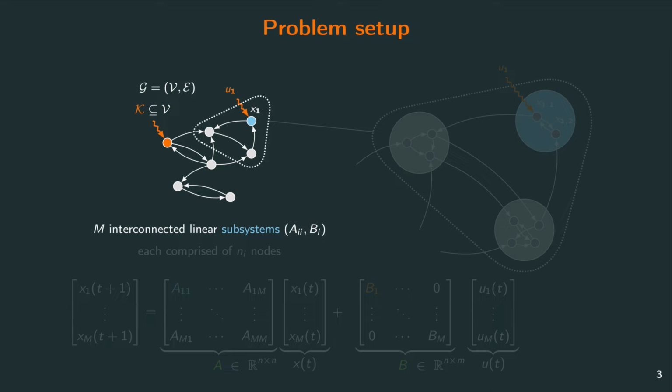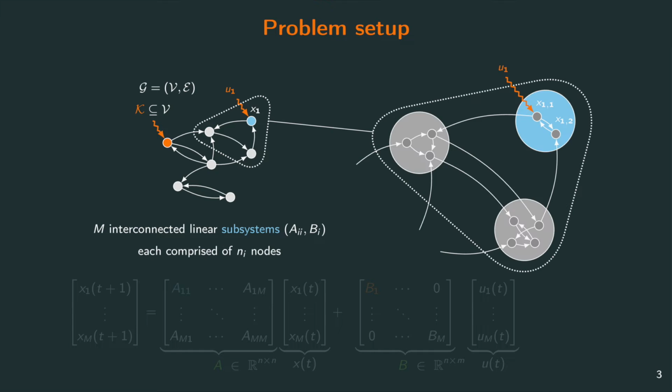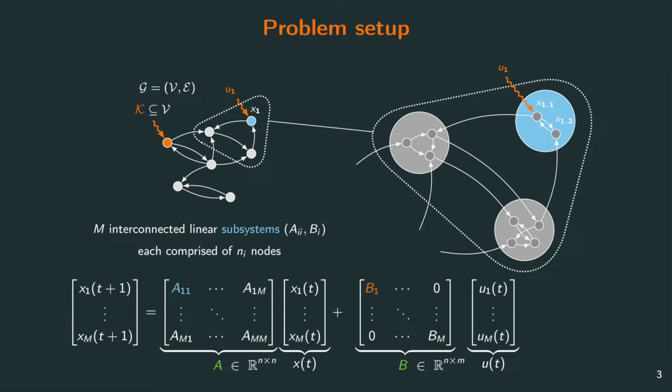For our problem setup, we are considering a network made up of capital M subsystems, each composed by an arbitrary number of nodes. Here in blue, I'm highlighting as an example subsystem 1, which is made up of 2 nodes, and one of which receives control input U1. Notation-wise, we let the block diagonal entries of matrix A be the subsystem's dynamics. For example, the blue subsystem internal dynamics is described by A11. The off-diagonal entries of A are the inter-subsystem connections. And as usual, we let B capture how the inputs are fed into the system.